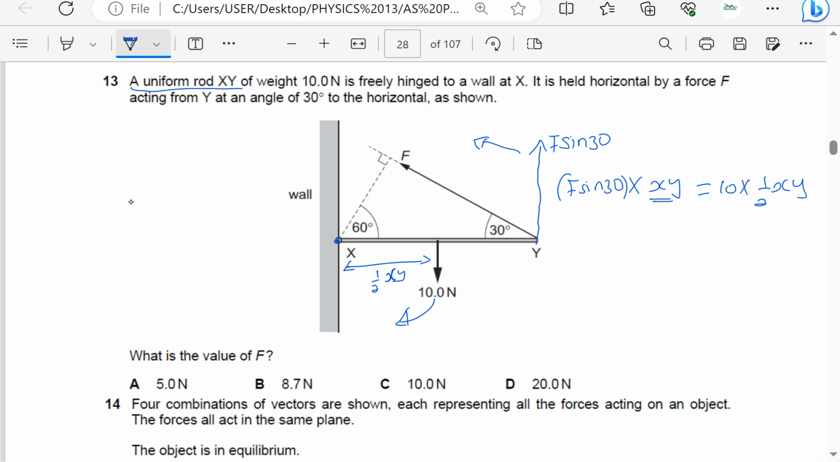Since it is uniform, its weight acts at the midpoint. So of course xy cancels out, and I remain with F. So F is going to be equal to 5 divided by sine of 30, which is 5 divided by 0.5, which is 10 newtons. So the answer is going to be C.